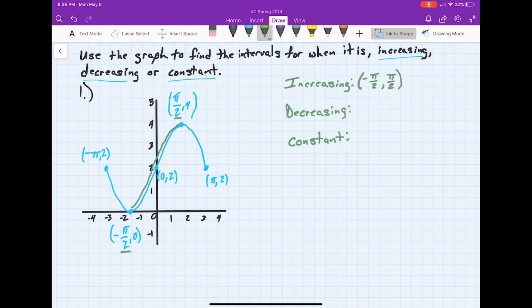Let me grab a different color here and we'll highlight the decreasing areas. We decrease here and we also decrease here. So we're going from negative pi to negative pi over 2. That's the first one. And then we go from pi over 2 to pi. So back to my green color here, and we'll write that down. Negative pi to negative pi over 2, and this other section, which was pi over 2 to pi. Now that's the whole graph. There's no areas where it just lays flat or stays constant, so we'll just write none here for that.